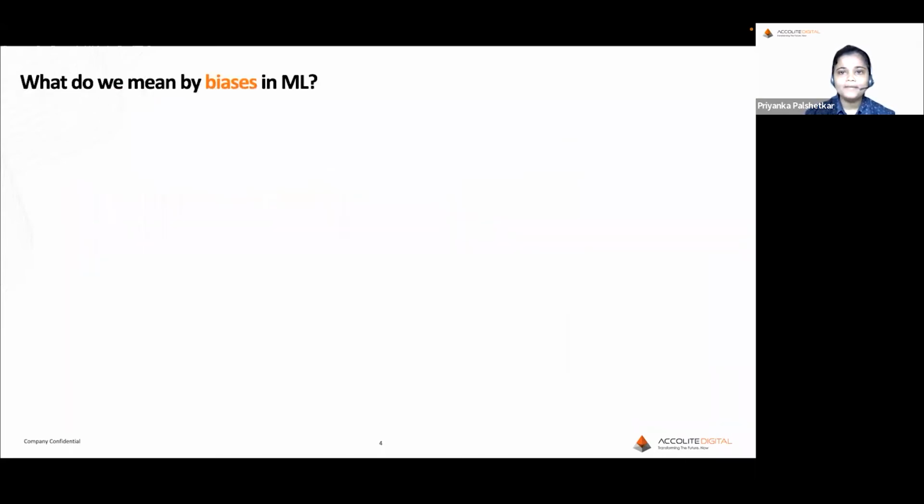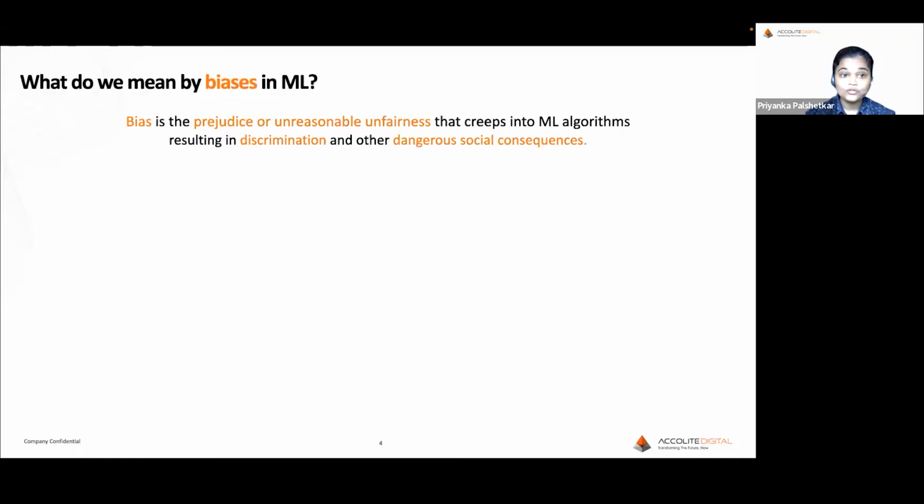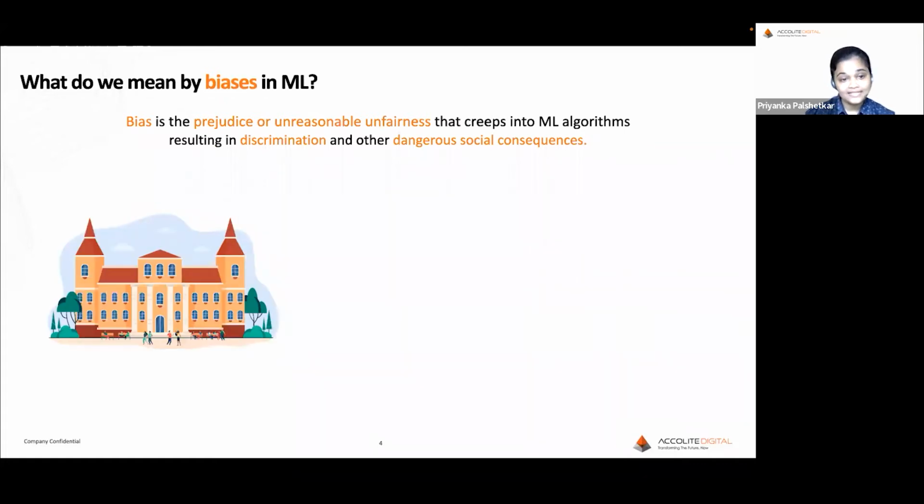So what do we mean by a machine learning bias? Now, if we try to define it, bias is the prejudice or unreasonable unfairness that creeps into our machine learning algorithms, which results in discrimination and other dangerous social consequences. Now, let me give you a simple example to clarify this definition. Imagine that I wanted to create an algorithm that decides whether an application gets accepted into a university or not. And one of the inputs to this algorithm was geographical location.